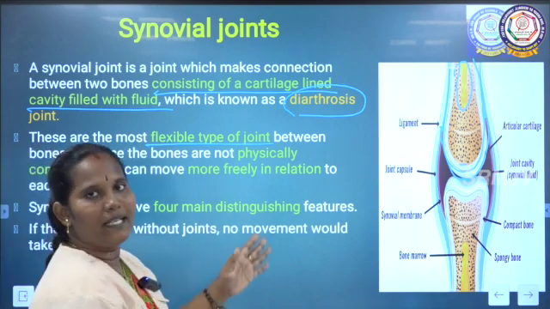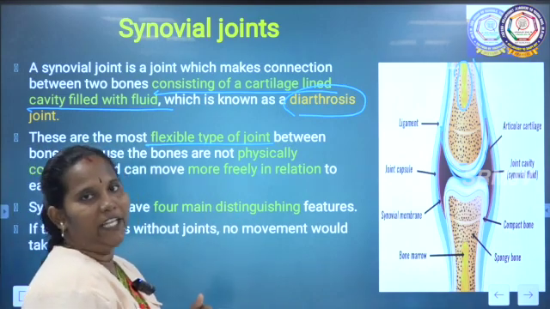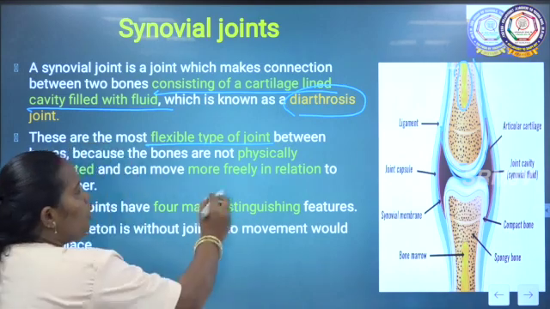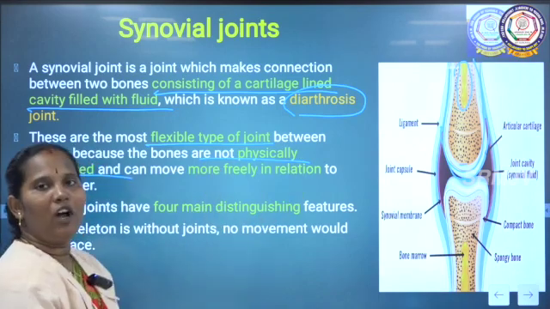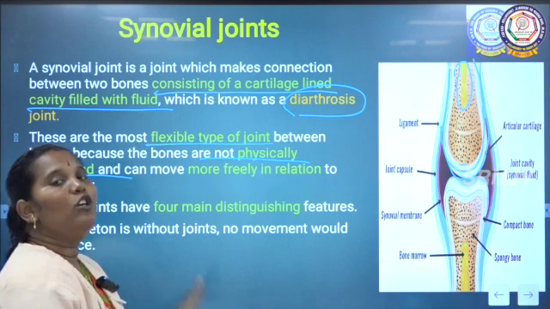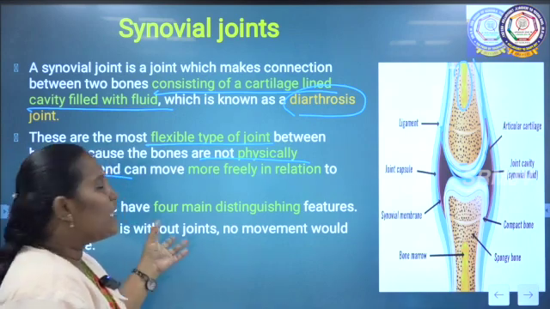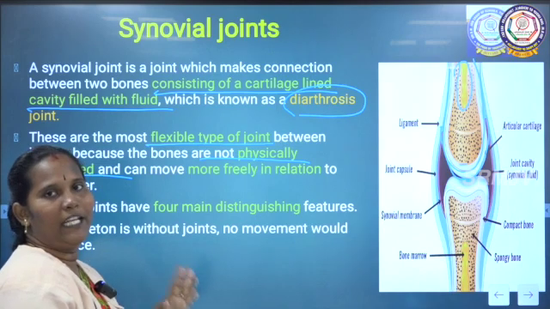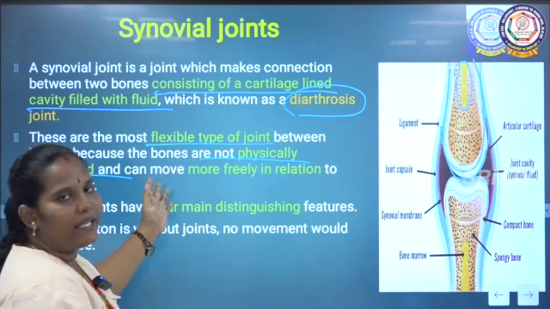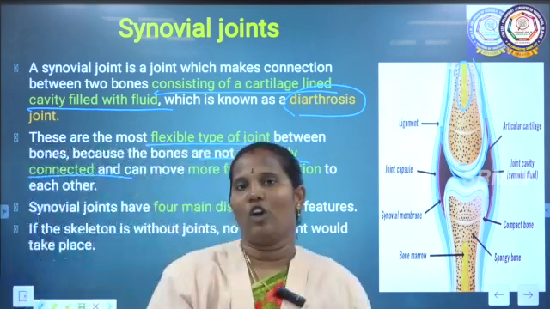Next, the synovial joint is the most flexible type of joint. Why? Because the bones are not physically connected, so they can make more free movement. For more free movement, that's why it is called a flexible type of joint.